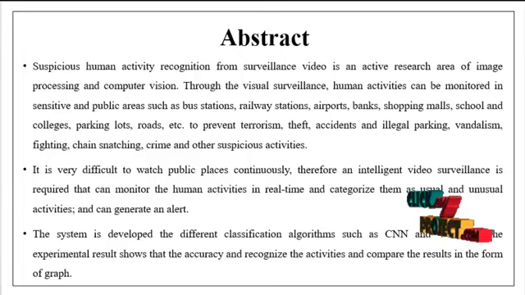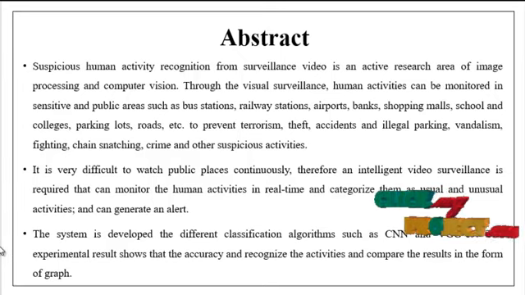So here we are collecting suspicious human activity recognition videos as input. With the help of different classification algorithms, we need to find what kind of activity it is, like abuse, arrest, or shoplifting. We also need to identify whether it's a road accident. So suspicious human activity from videos is a research area of image processing and computer vision.